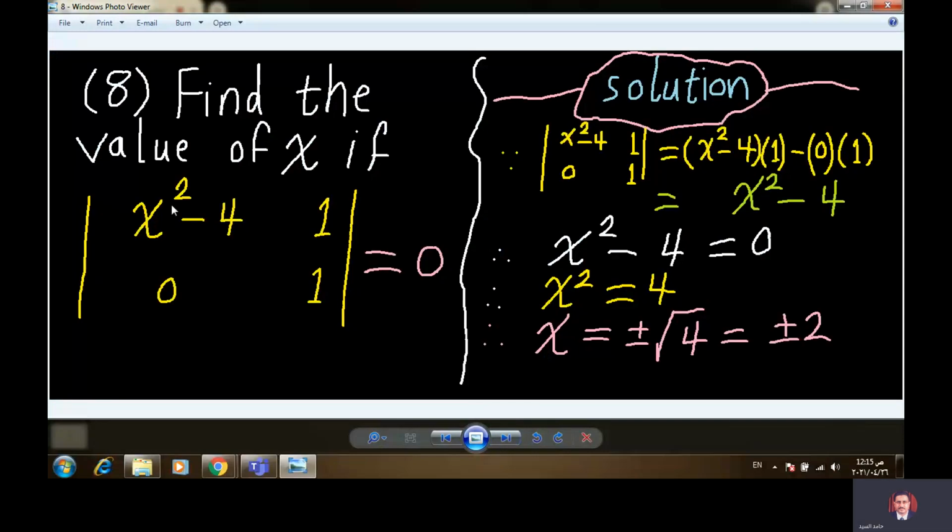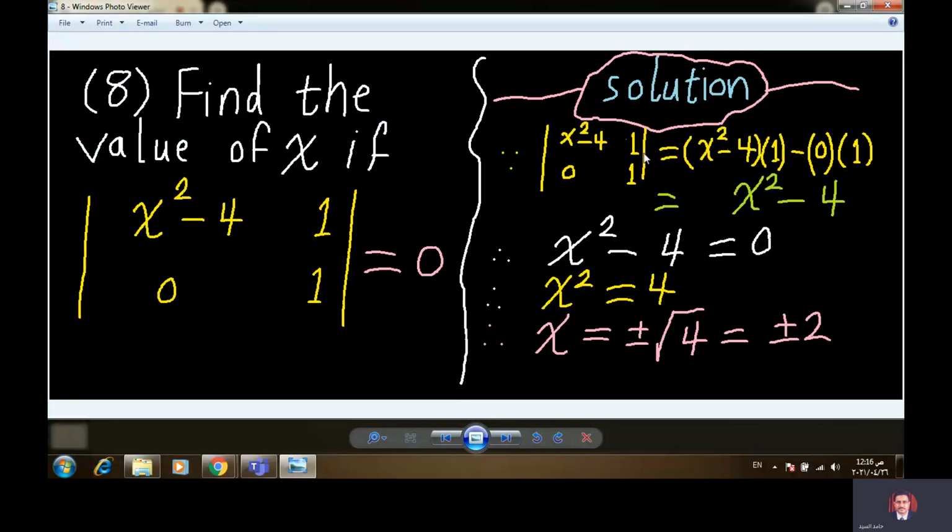Now, number 8. Find the value of x if this determinant of elements x squared minus 4, 1, 0, and 1, all of this determinant equals 0. What is the value of x? Solution: multiply x squared minus 4 times 1 minus 0 times 1.